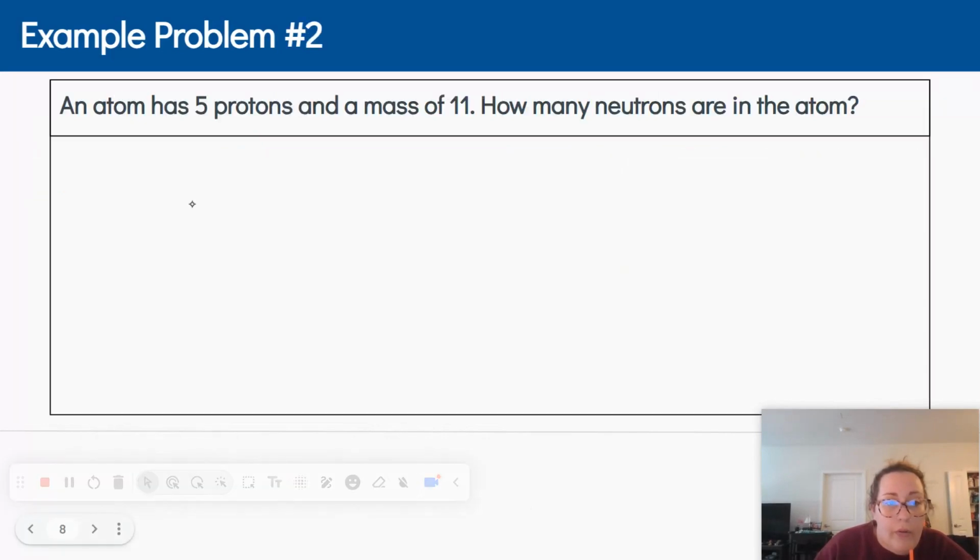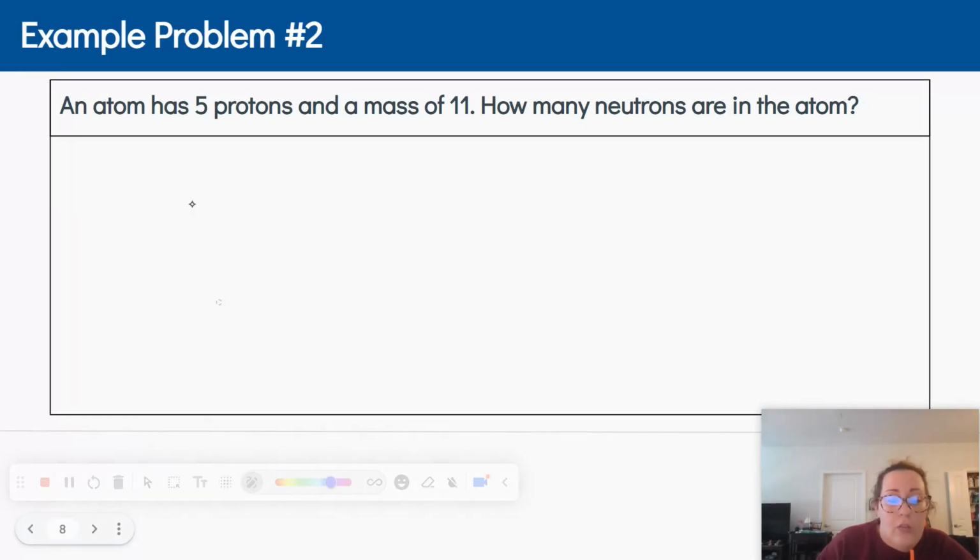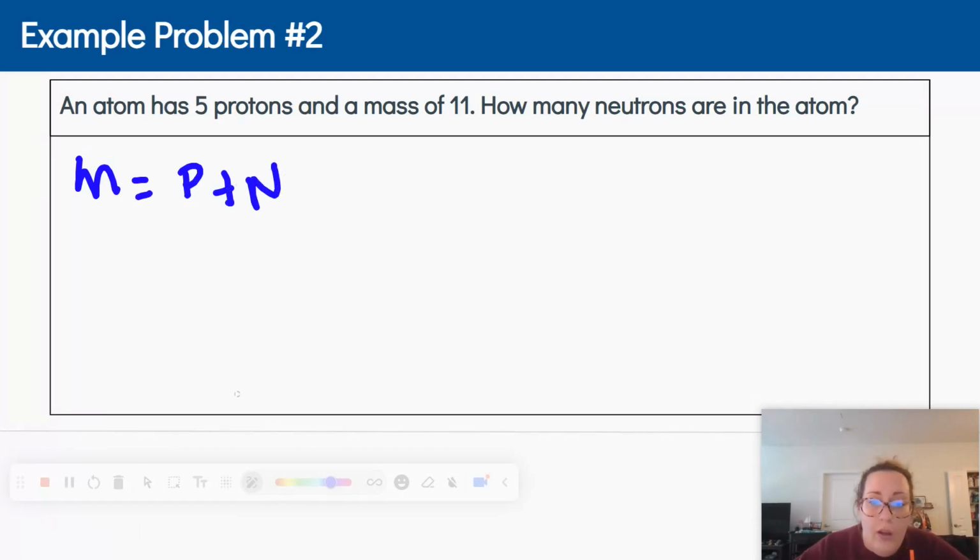Our second problem we are going to go over is an atom has 5 protons and a mass of 11. How many neutrons are there in the atom? So you're going to have to rearrange our equation to figure out the number of neutrons. I want you to pause, try it yourself, make sure you show your work, and when you're done, unpause and check your answers.